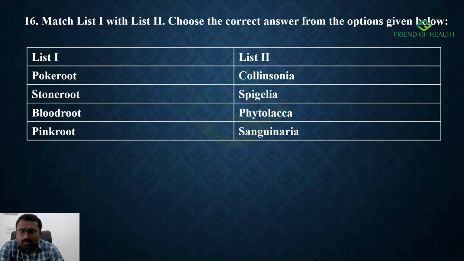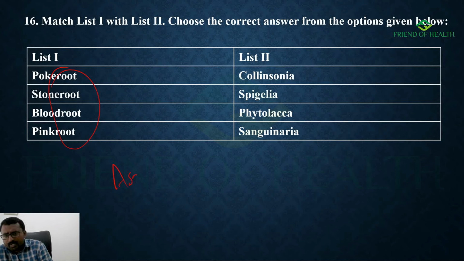Match list 1 with list 2. So here the roots, different roots, we have done all these in an introductory class: families, roots, etc. In the keynote, Asarum europaeum, that is European snake root, the first root common name in Allen's keynote. Next is Collinsonia, that is stone root. Then Phytolacca, poke root. Then we have Sanguinaria, that is blood root. Then Spigelia, pink root.